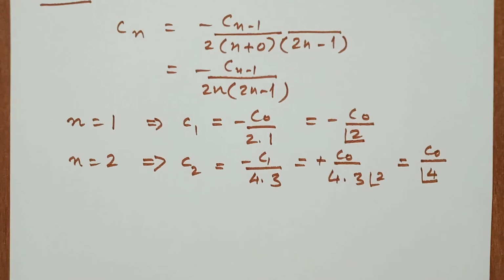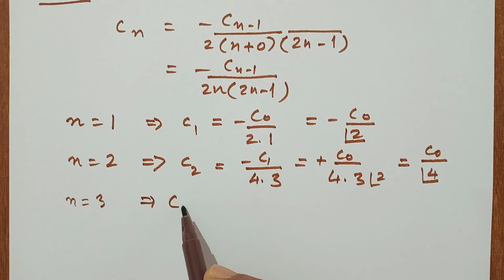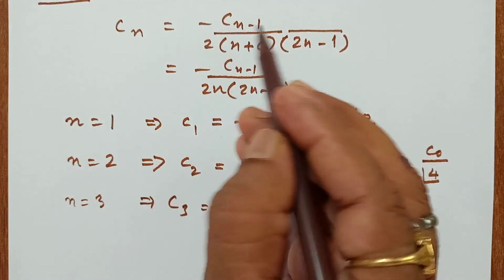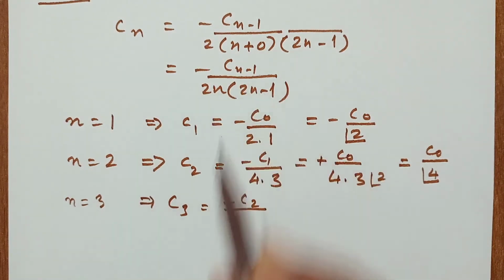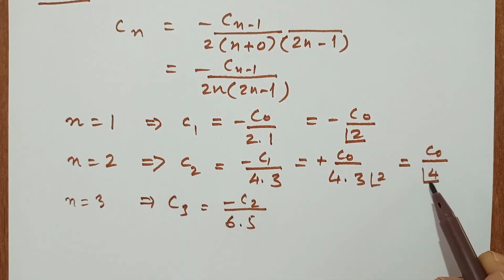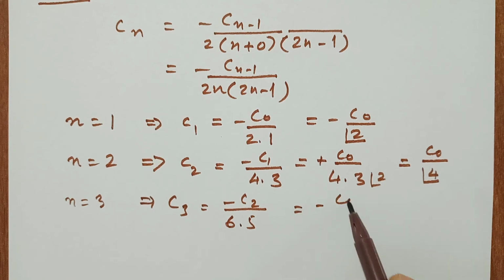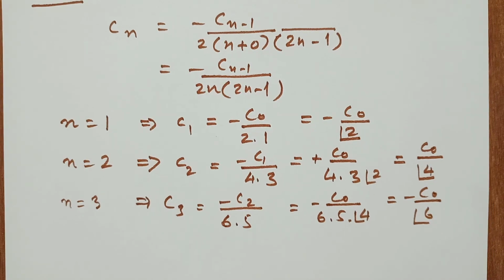Now for n is equal to 3, C3 is equal to minus C2 upon 6 into 5, since 6 minus 1 is 5. We have C2, which is nothing but C0 upon factorial 4. So this equals minus C0 upon 6 into 5 into factorial 4. So this equals minus C0 upon factorial 6. Now substituting the values of these constants.